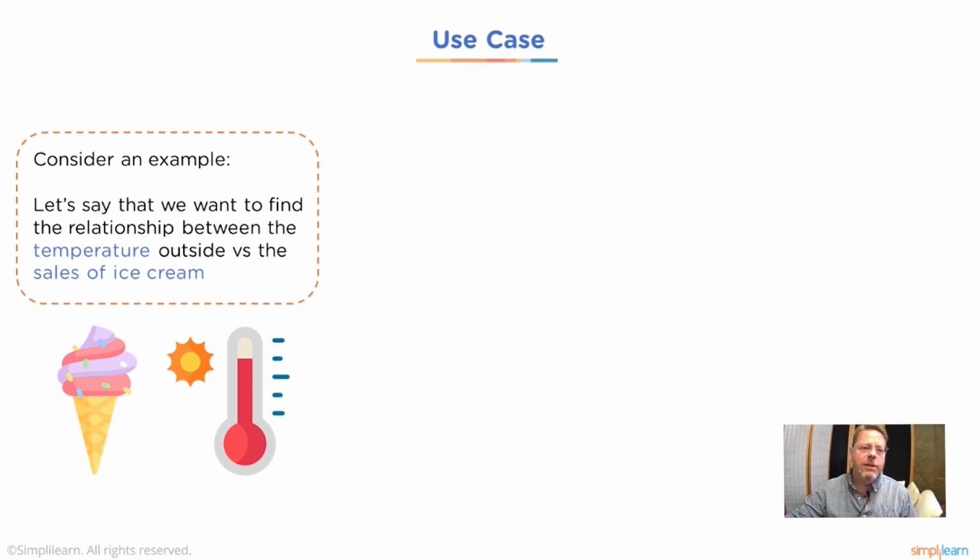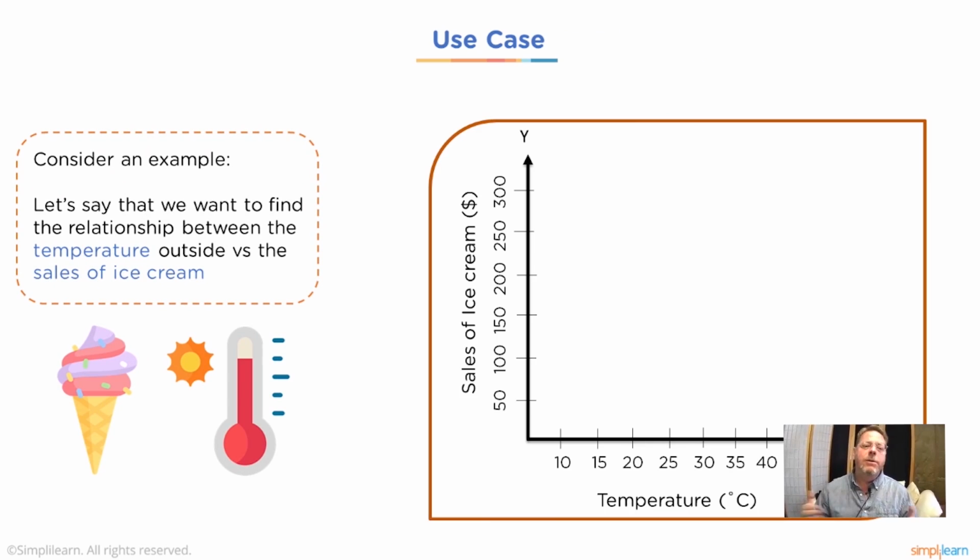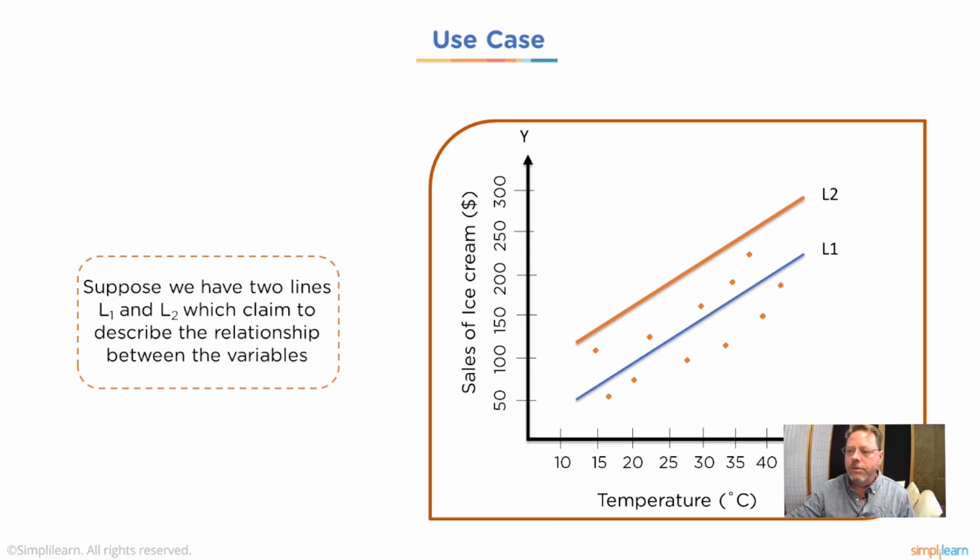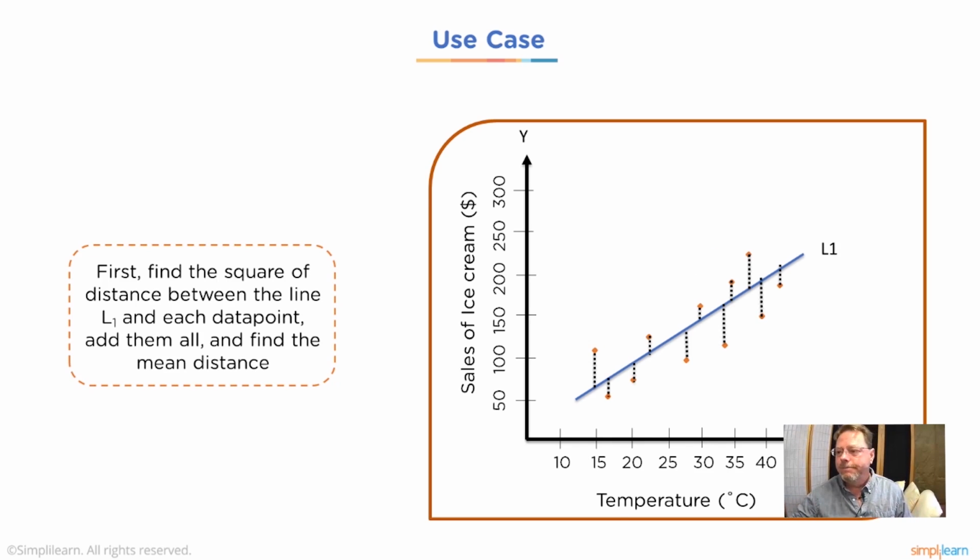And so we can consider an example. Let's say that we want to find the relationship between the temperature outside versus the sales of ice cream. And so we start looking at that. We're looking at how many ice cream cones we're selling or how much money we sold in ice cream. And we're looking at how warm it is outside, which would hopefully draw a lot of people into the ice cream store. And suppose we have 2 lines. We're going to draw L1 and L2. And we're going to kind of guess which one we think is the best fit, and which claims to describe the relationship between the variables.